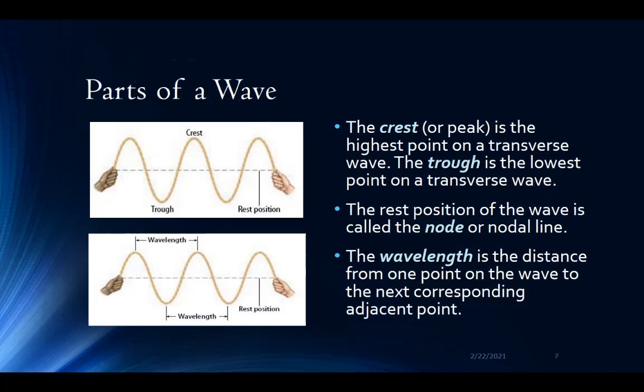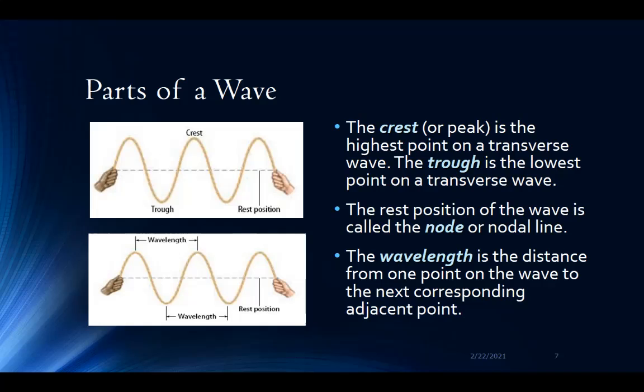Let's start with the crest. The crest or peak is the highest point on a transverse wave. The trough then is the lowest point on a transverse wave. The rest position of the wave is called the node or nodal line, and the wavelength is the distance from one point on the wave to the next corresponding point. So let's say one peak to another peak.